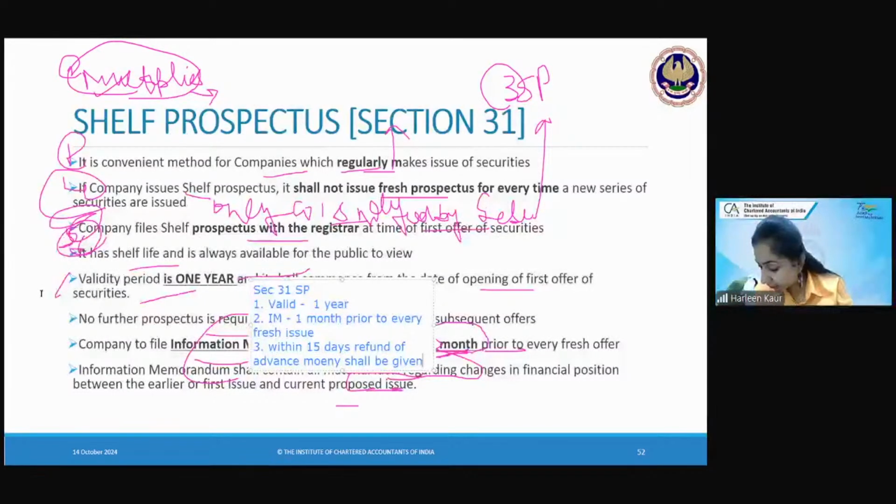Ms. Bhavna, within 15 days, they can demand their advance money as soon as they see the information memorandum. From the date when they have requested for the return of the money, within 15 days, the money shall be returned. So this is the provision.